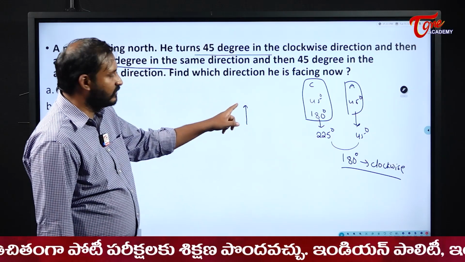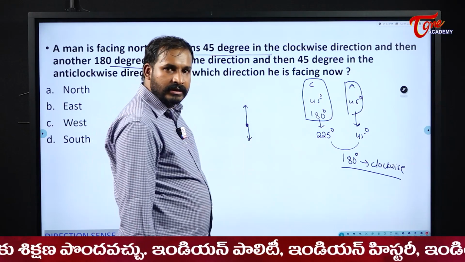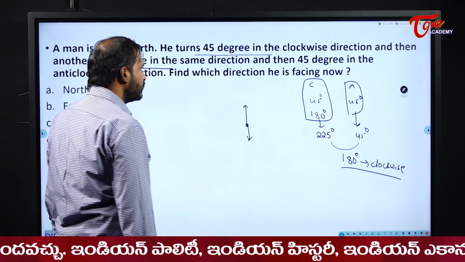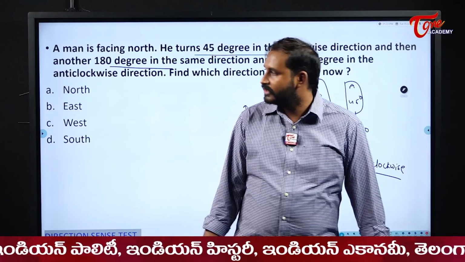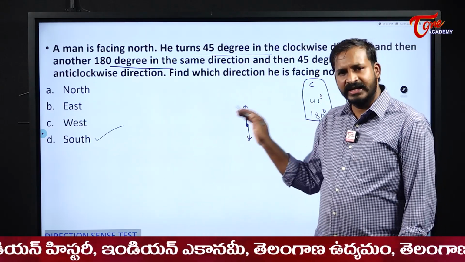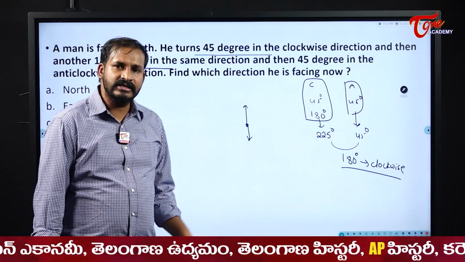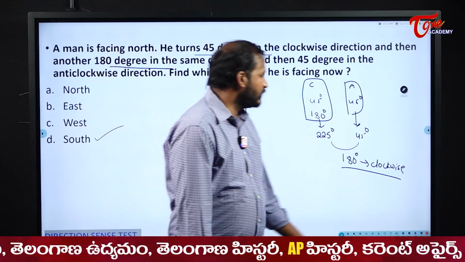A person facing north, 180 degrees means he will come exactly opposite, right? Whether it is clockwise or anti-clockwise, he will come exactly opposite. Now in which direction is he facing? He will face south. South direction here. Okay, right?